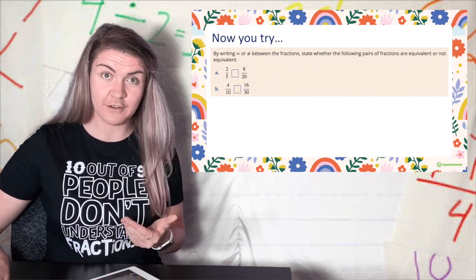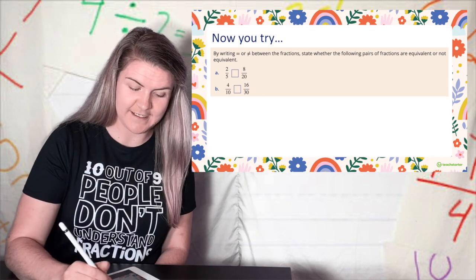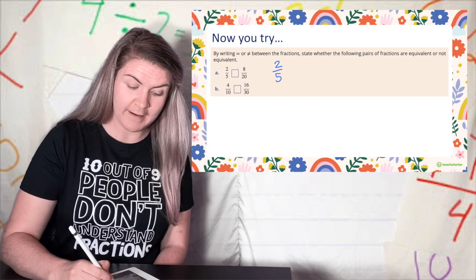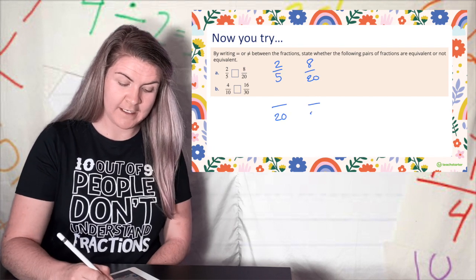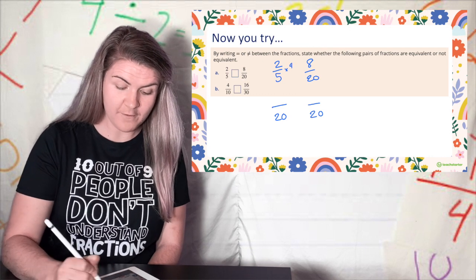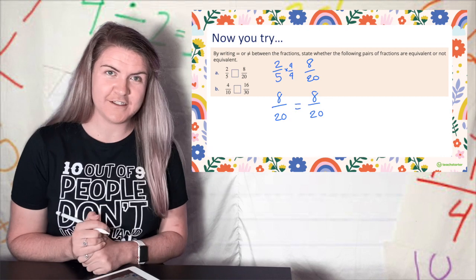All right, you have a turn trying to figure out if these fractions are equivalent. Let's quickly check these answers. I know my lowest common multiple is going to be 20, and 5 to 20 is times by 4. And so then they're both 8, and therefore they are equivalent to each other.